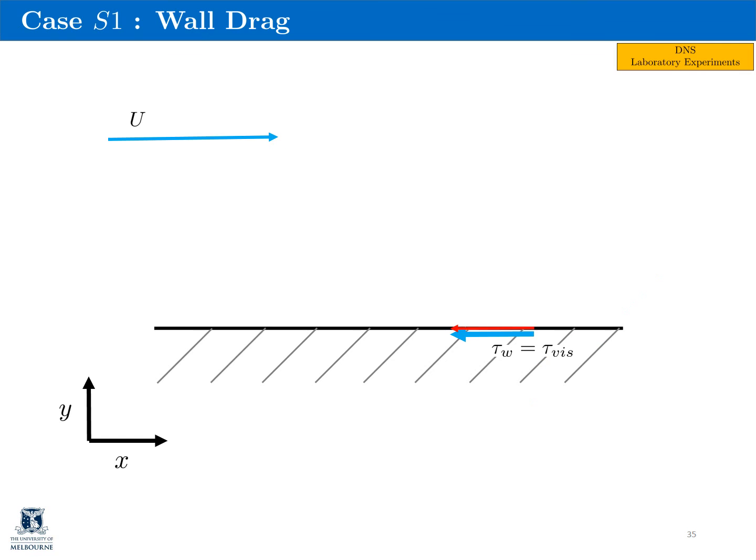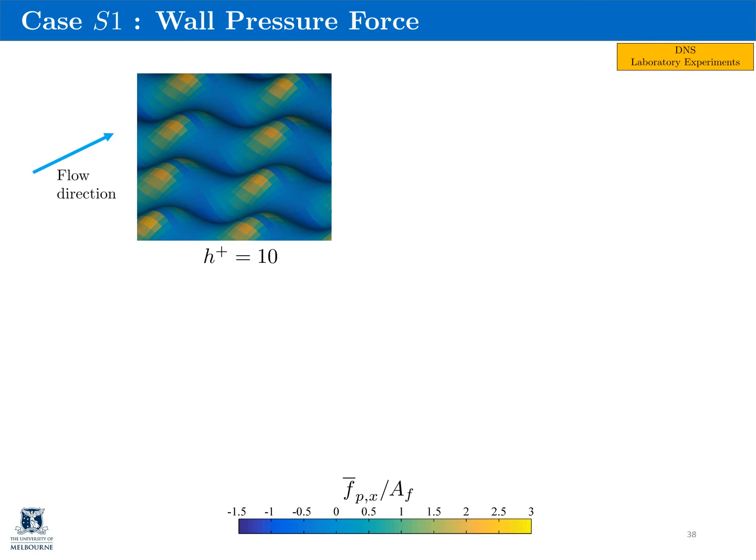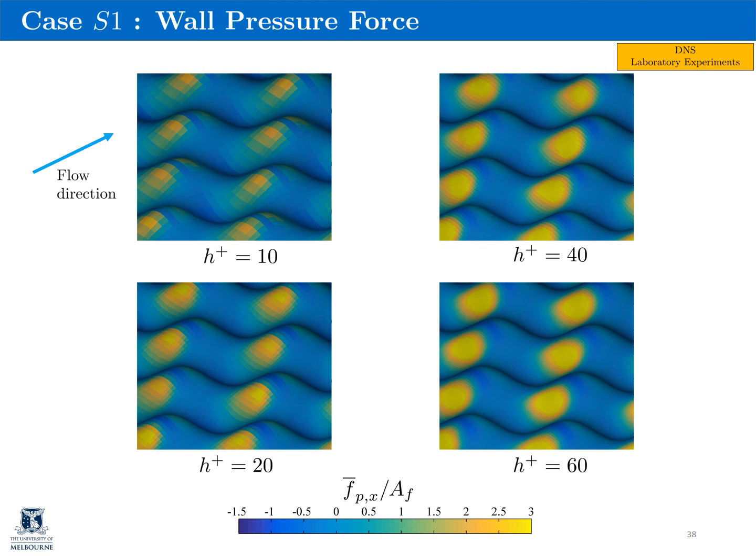Now, we would like to look at wall drag. The pressure drop in the pipe is balanced by the wall shear stress, which is 100% viscous stress for a smooth wall. However, with roughness, the wall shear stress consists of both viscous stress and also pressure stress. Here is the contour of the time average streamwise pressure force normalized by the cell face area. You can see that the maximum pressure force occurs at the forward-facing part of the roughness elements. With increasing roughness height, we observe an increase in the pressure force.